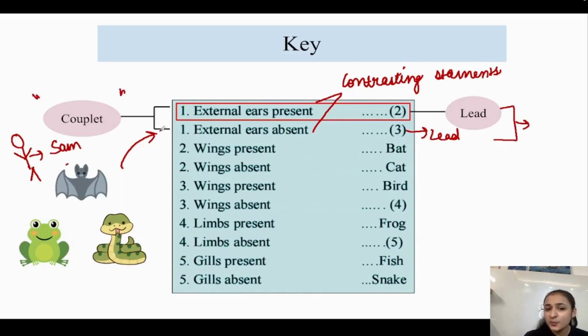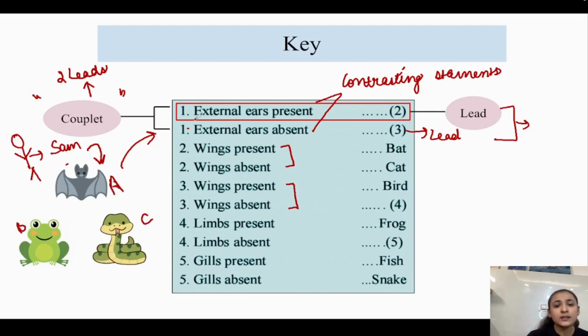So basically this pair in itself is known as a couplet. This is also a couplet. This is also a couplet. Okay, so all these are couplets. Couplets make up key, and each couplet is made up of two leads. Okay, two lead statements. So now coming back to our experiment, now Sam wants to identify this organism. Okay, let's call it A. Let's call this B, and let's call this C.